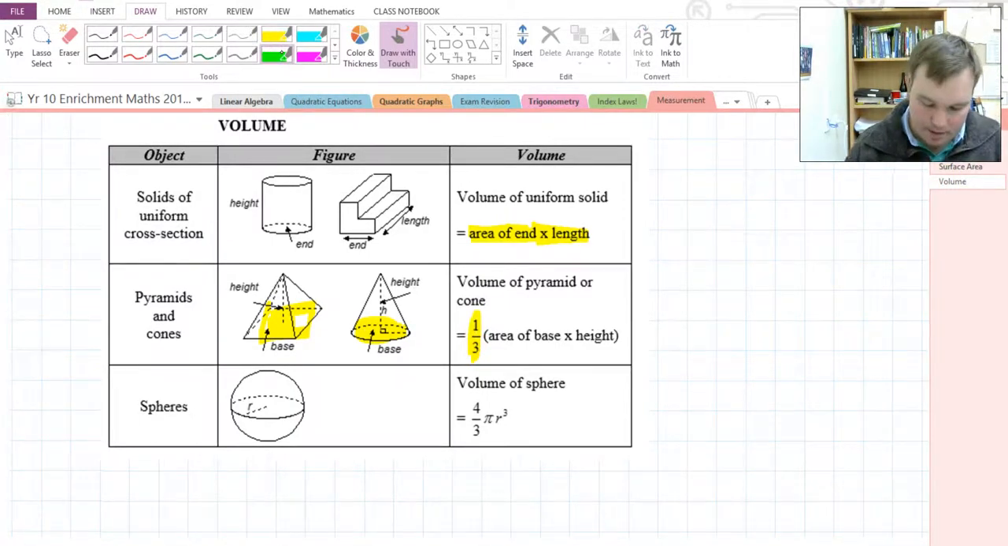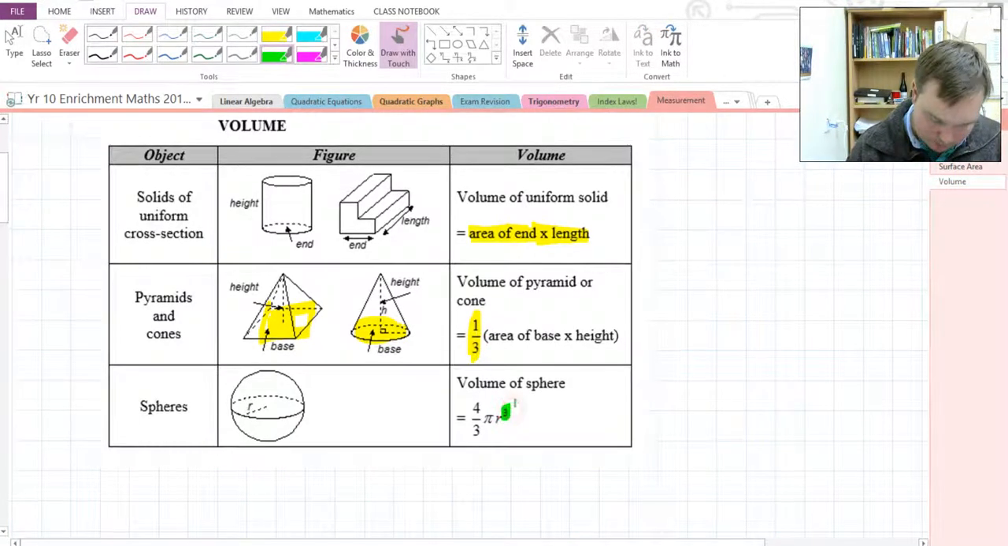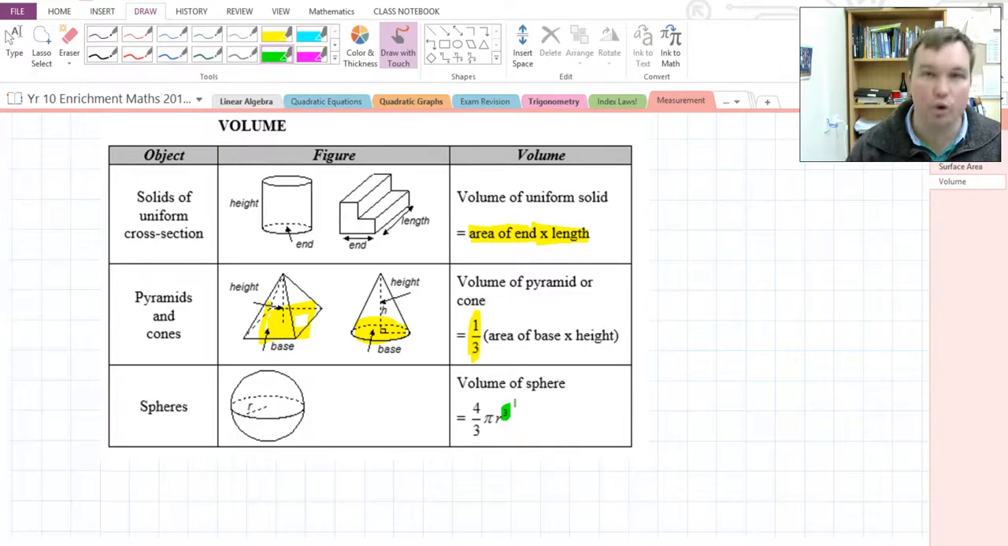Finally, volume of sphere, 4 on 3 pi r cubed. We're so used to seeing pi r squared, quite often we write squared there instead. Please make sure if your volume is cubed, think about your units ending up as cubed. It should be pi r cubed.